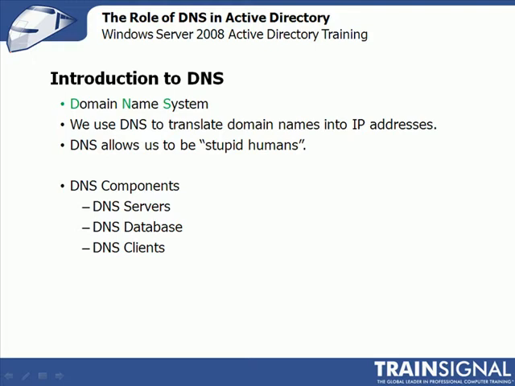And the DNS clients, well, they're the ones that need to make a request of the servers to look up or resolve a name into an IP address. So basically, a client will say, I want to contact www.trainsignal.com, and it's going to go to a DNS server to make that request. The DNS server will look in its database, get the answer, and respond back to the client. Now, don't worry, I'm going to lay this out for you in a little more detail as we go through this lesson.